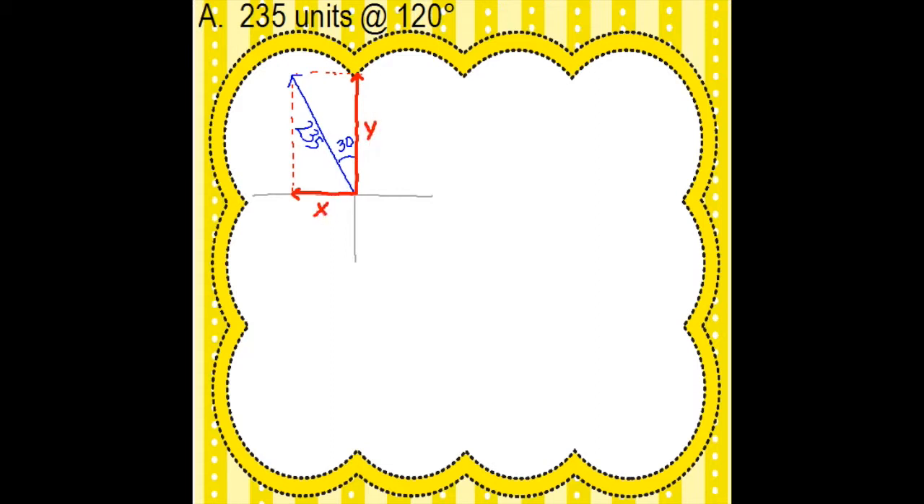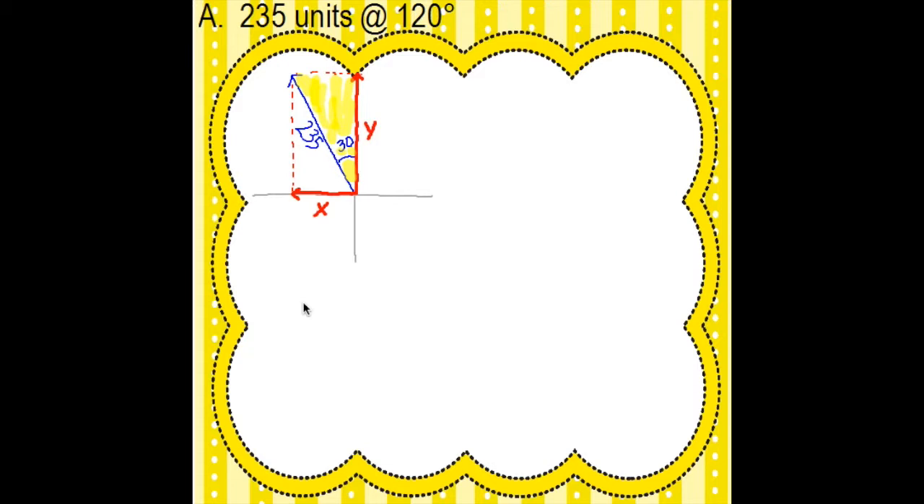I call this component Y because it's on the Y-axis. I call this X. You could just call them A and B or whatever you want. So that's what I'm trying to do. I'm trying to find the length of this and the length of this. Since I marked this angle as 30, you can tell I'm looking at this triangle. I could have marked this angle 60, and then I would have been looking at this triangle, and that would have been fine. I'd get the same answer.